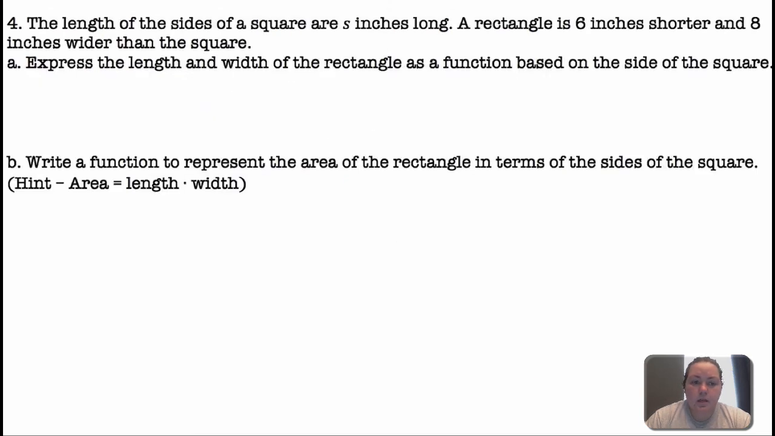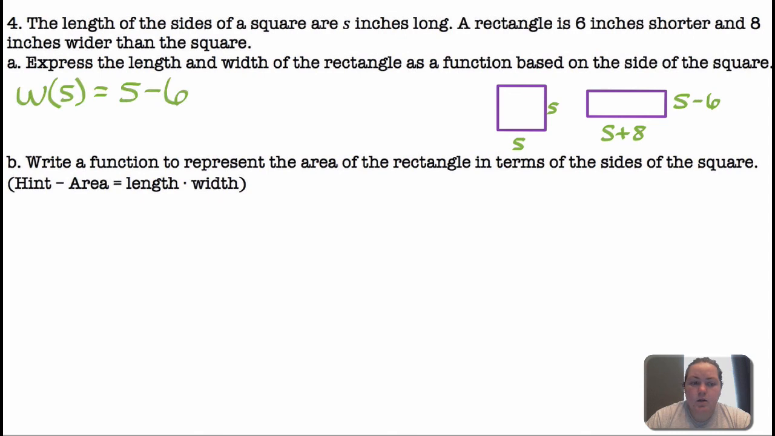All right. The length of the side of a square is s inches long. A rectangle is 6 inches shorter and 8 inches wider than the square. Express the length and width of the rectangle as a function based on the side of the square. All right, so we have a square, which is s by s. Remember, all 4 sides are going to be the same. Well, on my rectangle, it's 6 inches shorter and 8 inches wider. So the height would be s minus 6, and the width would be s plus 8.